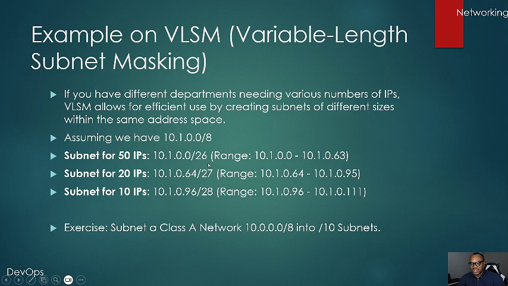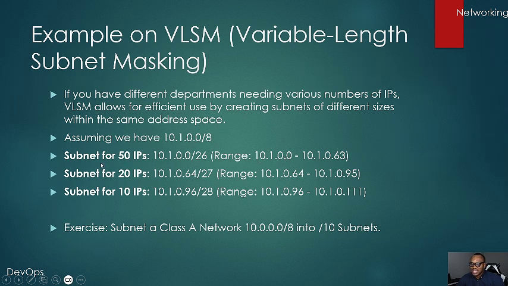So /26, that's it. So 10.1.0.0. The remaining portion for the host is the remaining bits for the host. The remaining bit is 6. So 2 raised to power 6 is 64. So it will be from 0 to 63.